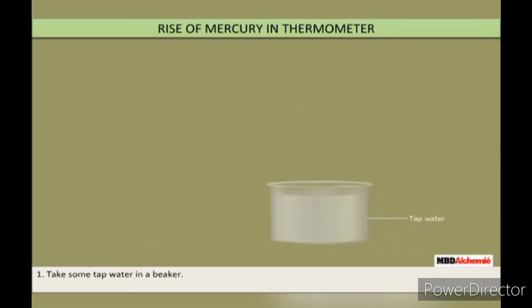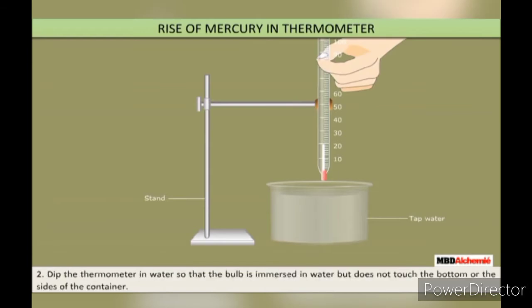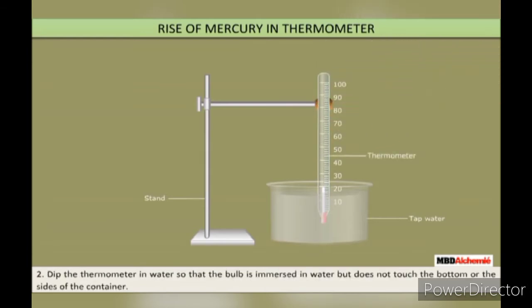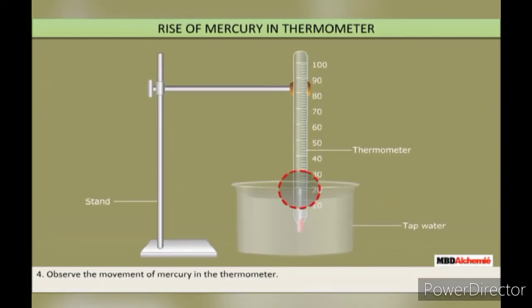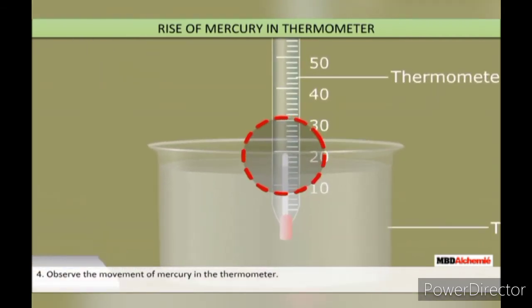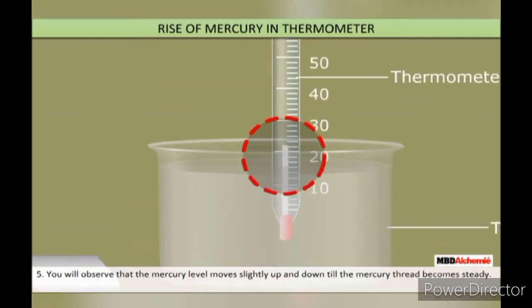Take some tap water in a beaker. Dip the thermometer in water so that the bulb is immersed in water but does not touch the bottom or the sides of the container. Hold the thermometer vertically. Observe the movement of mercury in the thermometer. You will observe that the mercury will shift slightly up and down till the mercury thread becomes steady.